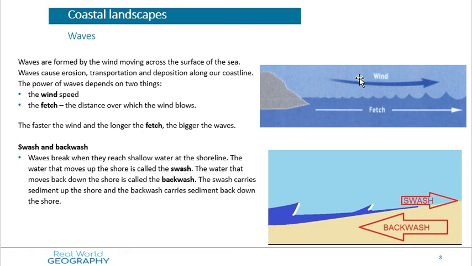Now, waves happen in two forms. The first part of a wave that hits the beach is called a swash. If we look here, guys, in the diagram, very simple. When the wave hits the beach, if you were standing here on the beach, when that wave hits your feet, that's called a swash. When the wave starts to retreat back out to sea after this, that's called a backwash.